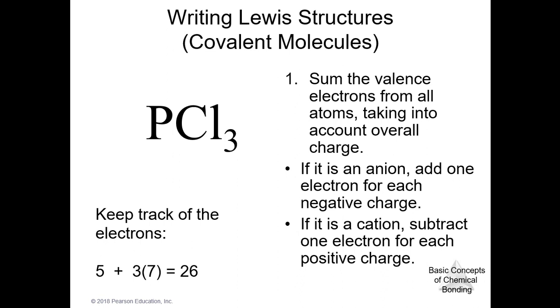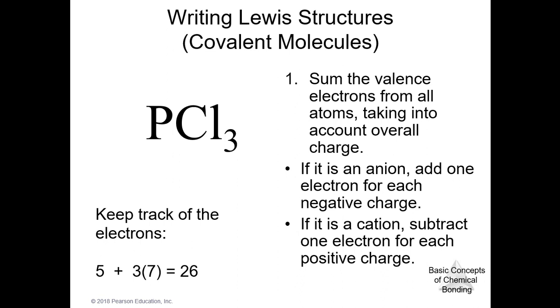The center atom is the least electronegative element. But there's an exception: hydrogen can never be the center atom. Hydrogen always goes to the terminals. Other than that, the least electronegative atom comes to the center. In this case, we have phosphorus and chlorine. The least electronegative atom is phosphorus, so it comes to the center. Once you identify the center atom, on to the next step.